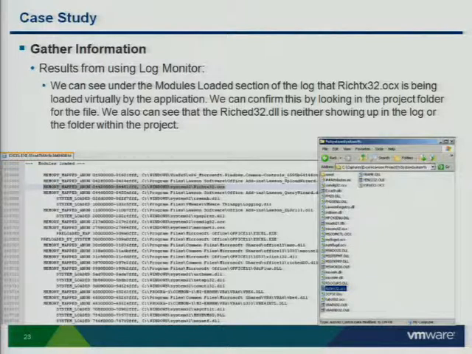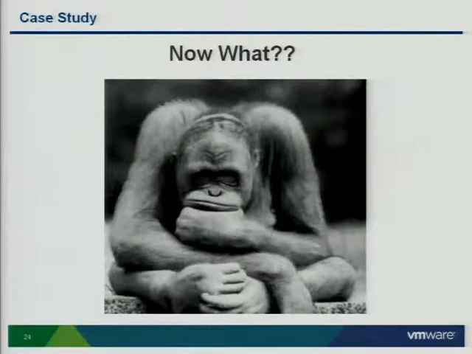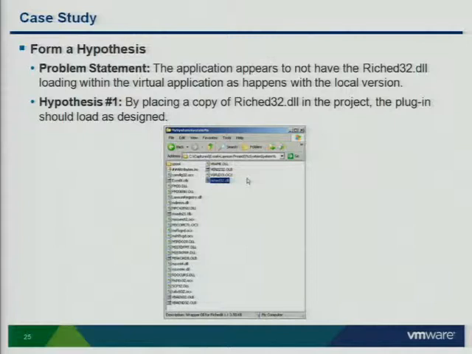Okay, I've got a lot of information, so what's my hypothesis? I think my hypothesis is that if I put the RichEd32 DLL into the project and we load it to memory from within the bubble, the application will see it and use it. Right? Makes total sense. I don't know if this is going to solve the problem, but you don't have to totally understand the intricacies of your applications to reach this point. You simply have to follow a method and a process and gather your information.